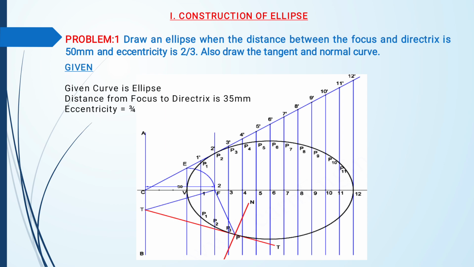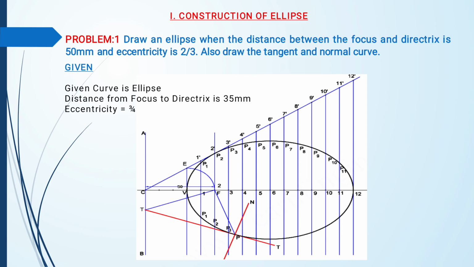adding the numerator and denominator values, 3 plus 4 equals 7. So I want to divide the 35 mm distance from the focus to the directrix into 7 equal parts. Each part is 5 mm. With the eccentricity value 3 by 4, I fix the point 3 from the directrix: 1, 2 and 3.